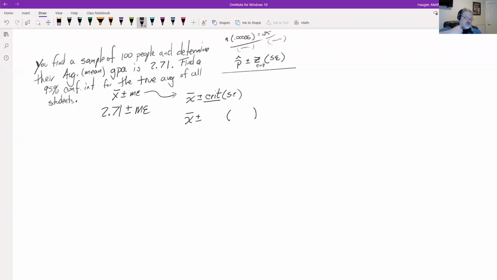Because this isn't a proportion problem, it's a distribution of means. What is the standard error for a distribution of means? What was our other formula for standard error? Standard deviation divided by the square root of n, the square root of that sample size, right?